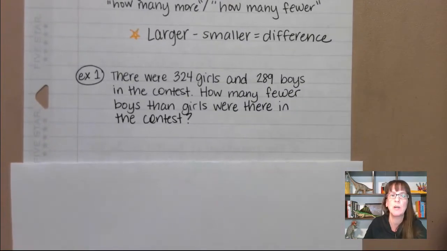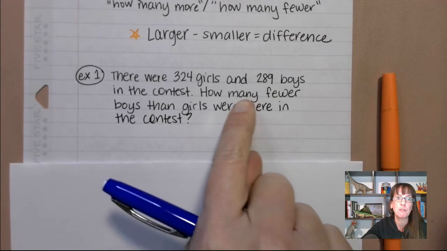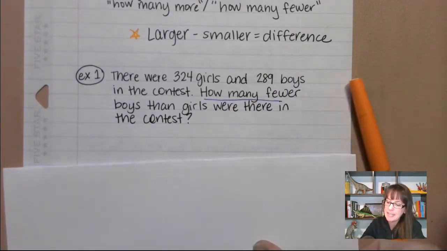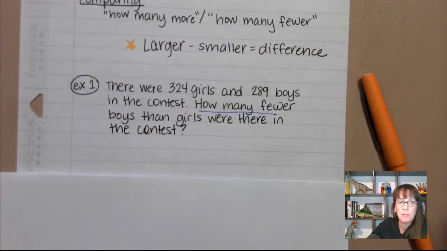Okay, let's go ahead and do this example problem. There were 324 girls and 289 boys in the contest. How many fewer boys than girls were there in the contest? Okay, so we see how many fewer. That is a phrase similar to what we were talking about, how many more, how many fewer. We take the larger group and we subtract the smaller group.